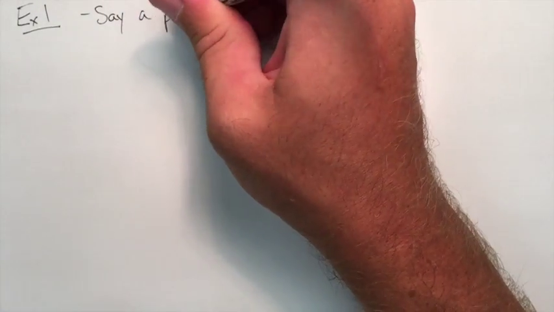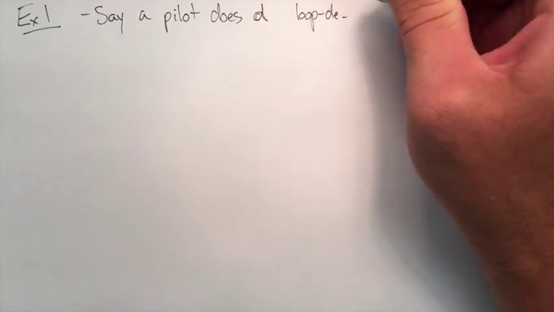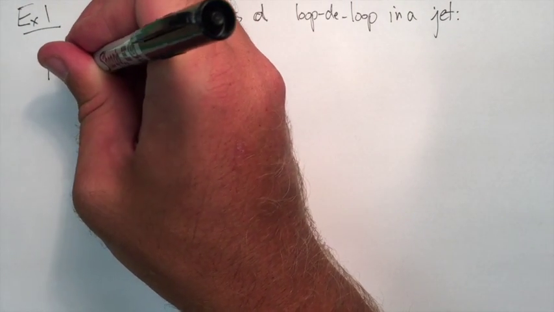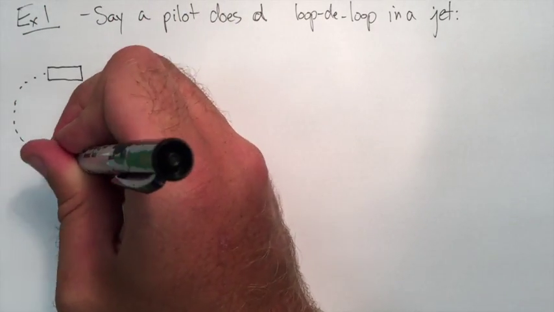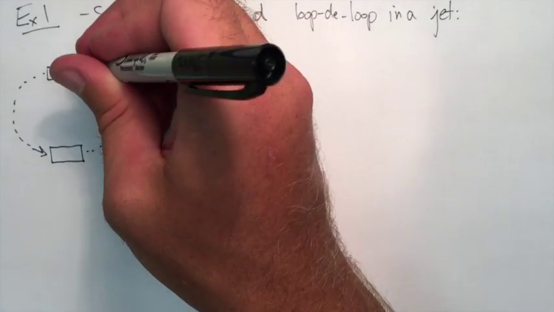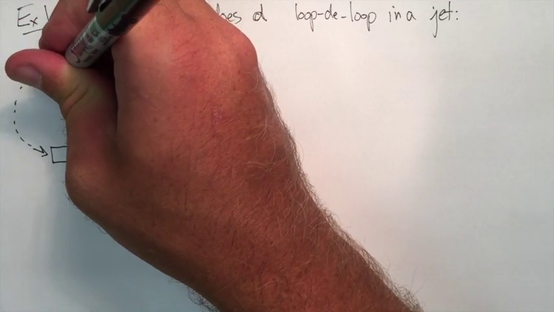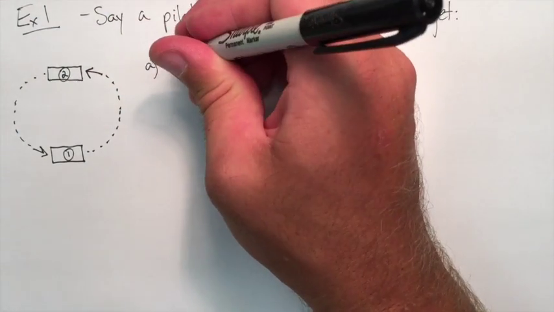So here we're going to look at an airplane doing a loop-de-loop. The pilot's going to go through the bottom of the loop and pull his plane upwards. And when he goes through the top of the loop, he'll be basically upside down. So here's an example. There's the bottom of the loop and then the top of the loop. Position 2 will be the top of the loop and position 1 will be the bottom of the loop. So part A, let's look at position 1.